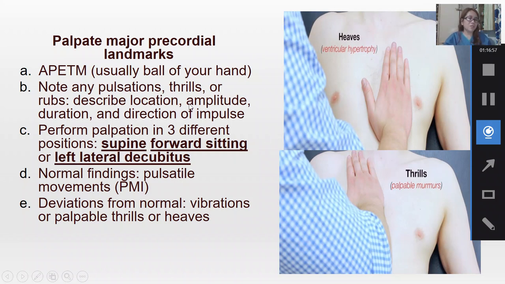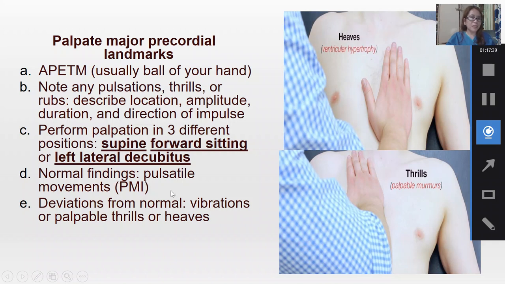Ayan, the APETM. So, usually, you will use the ball of your hand to locate the APETM. APETM is, note any pulsation: aortic, pulmonic, yan yung mga ano natin, tricuspid and mitral valve. Erb's point, yan, Erb's point, aortic, pulmonic, Erb's point, tricuspid, and mitral valve. So, describe the location, the amplitude, the duration, and direction of impulse. Perform palpation in three different positions. So, pwede mong gawin na naka-supine, forward sitting si client, or naka-left lateral decubitus si client.